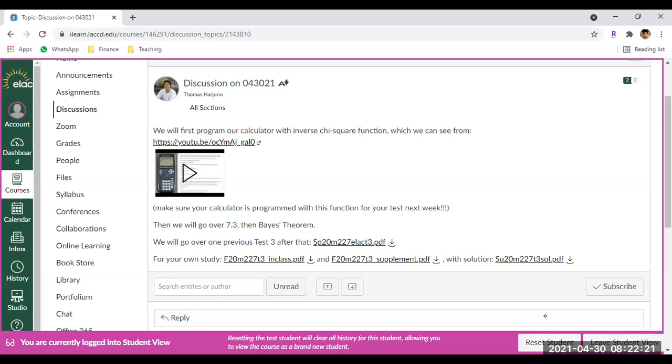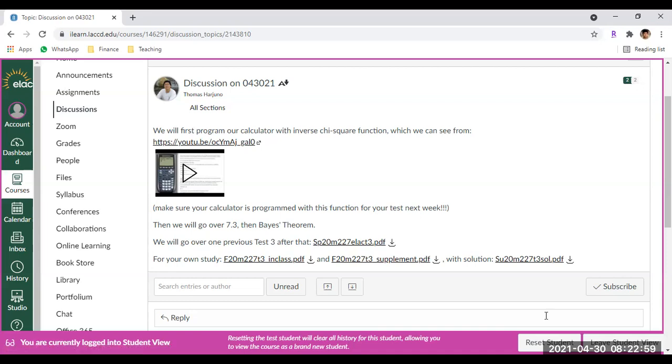Today we will go over 7.3 and then Bayes' theorem. After that, we'll go over one test from Spring 20. For your own study, you have Fall 20 tests. At that time, I gave two, the one in class and the supplemental one. But for you, you will have only one in-class test, no supplement. This is the solution for that Fall 20. I happened to give the same test in the summer. So for today, we'll do two sections and then one old test.